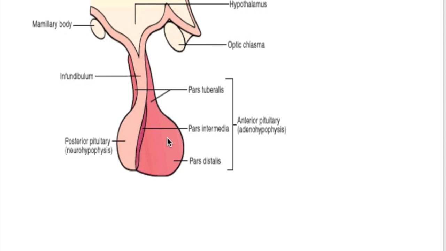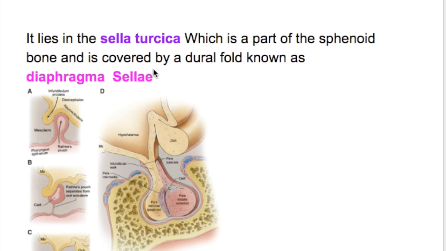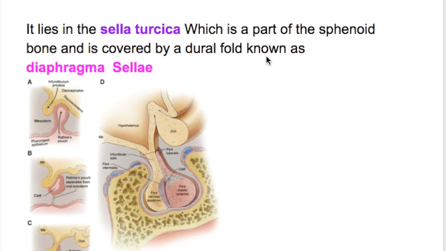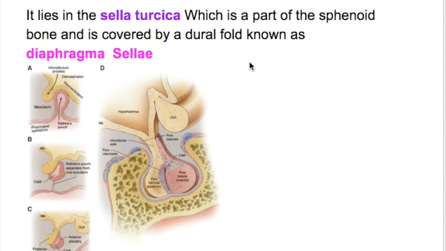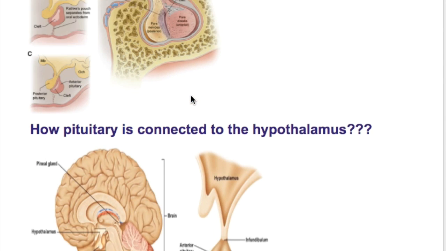So this is the anterior pituitary or adenohypophysis, and the posterior pituitary or neurohypophysis. What's the location of the pituitary gland? It lies in the sella turcica, which is a part of the sphenoid bone and is covered by a dural fold known as diaphragma sellae.